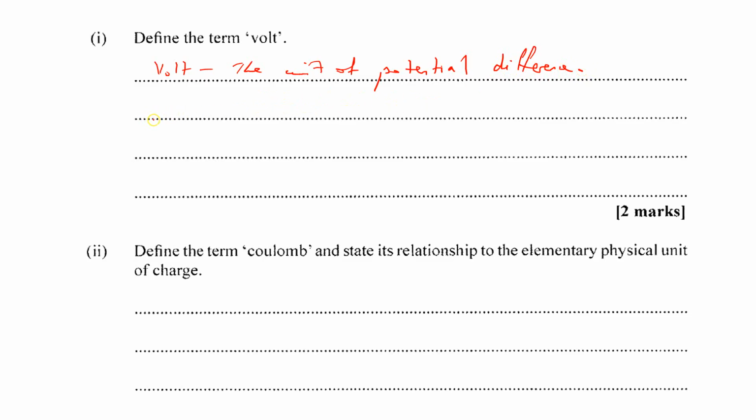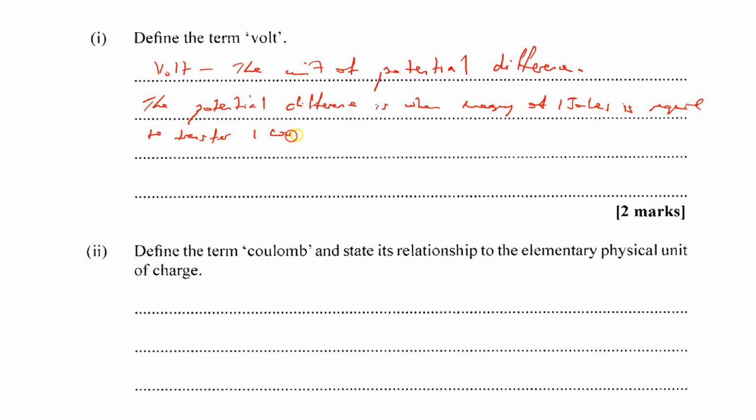Then, as it pertains to volt or voltage in general, you could write this information: the potential difference, or you could say PD, is when energy of one joule is required to transfer 1 coulomb of charge between 2 points, right, between 2 points.